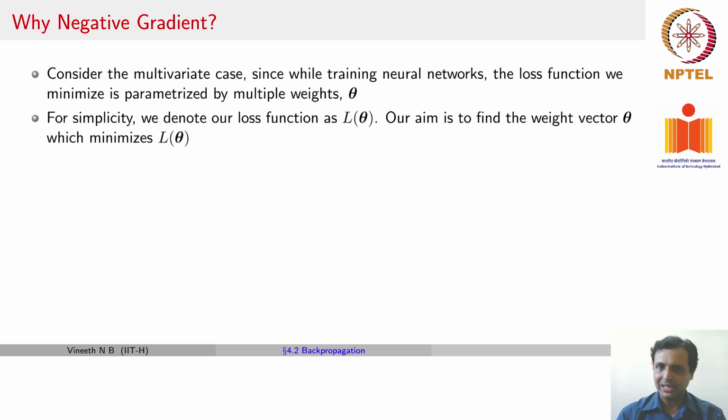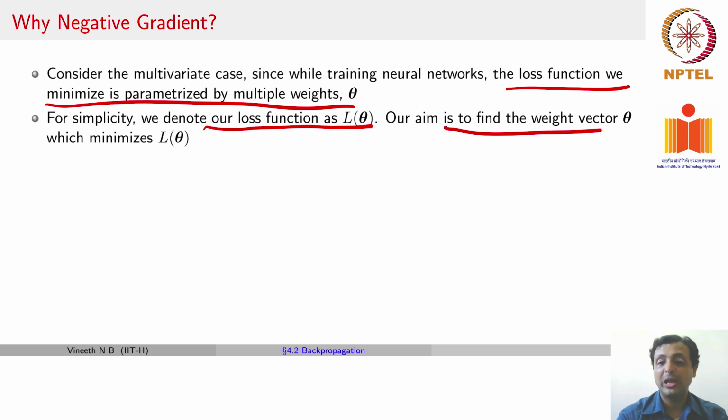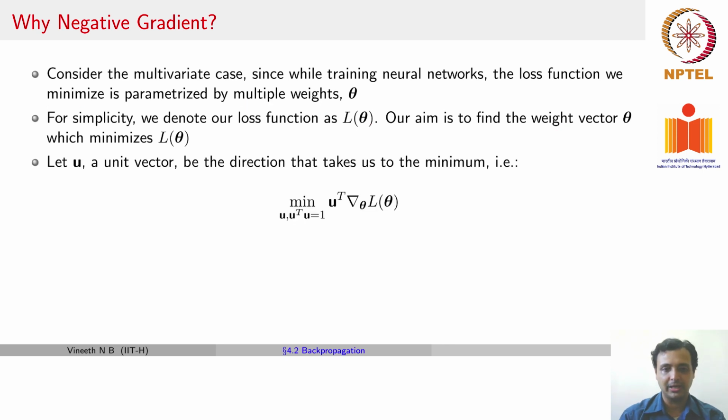Let's consider now a slightly more complex setting, a multivariate setting. In the previous slides, we considered f of x, which is univariate. Let's consider a multivariate setting where, while training neural networks, the loss function we minimize is parameterized by many weights in the neural network. Let's subsume all the weights and the biases into one quantity known as theta. Let's now denote this loss function as L of theta, and our aim is to find the weight vector theta which minimizes L of theta, very similar to what we saw on the earlier slide.